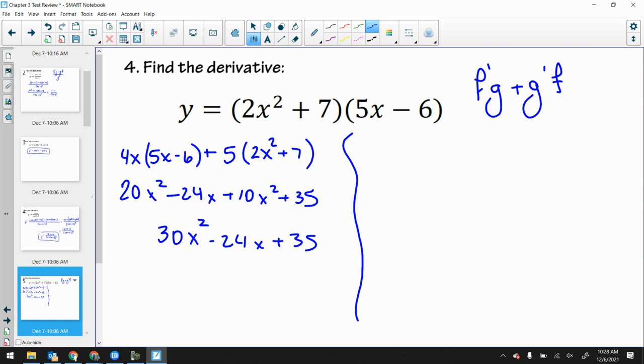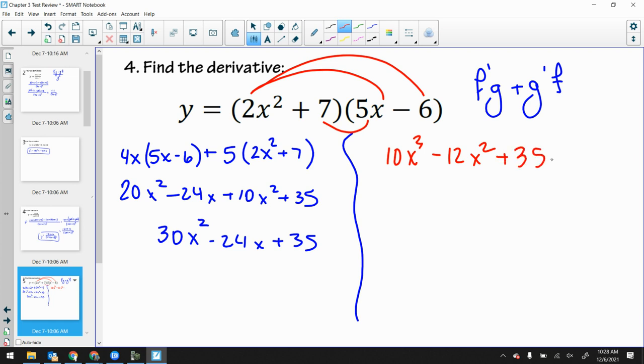Now, in contrast to that, let's multiply and then take the derivative. 10x cubed minus 12x squared plus 35x minus 42. Okay, now I take the derivative. 30x squared minus 24x plus 35. Same answer. Either way, totally fine with you doing it either way. Six of one, half a dozen of the other.